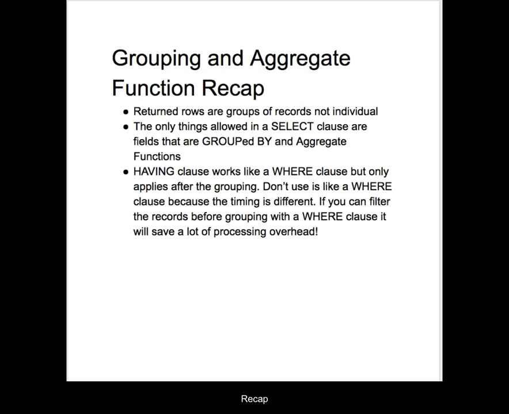To recap the grouping and aggregate functions, returned rows are groups of records, not individuals. Second point, the only things allowed in a select clause are fields that are grouped by and aggregate functions. Third point, the having clause works like a where clause, but only applies after the grouping. Don't use it like a where clause because the timing is different. If you can filter out the records before grouping with a where clause, it will save a lot of processing overhead.